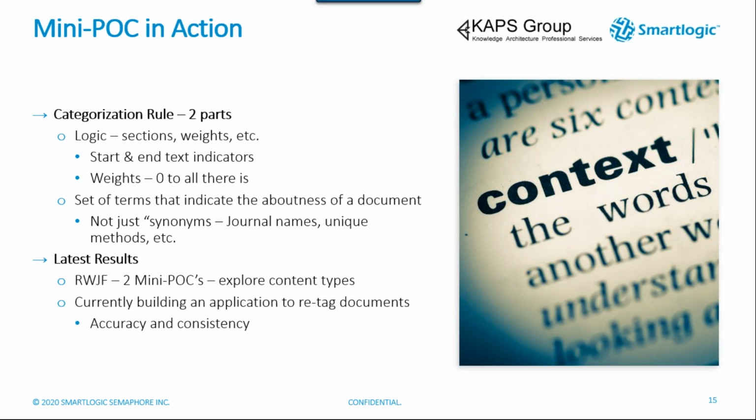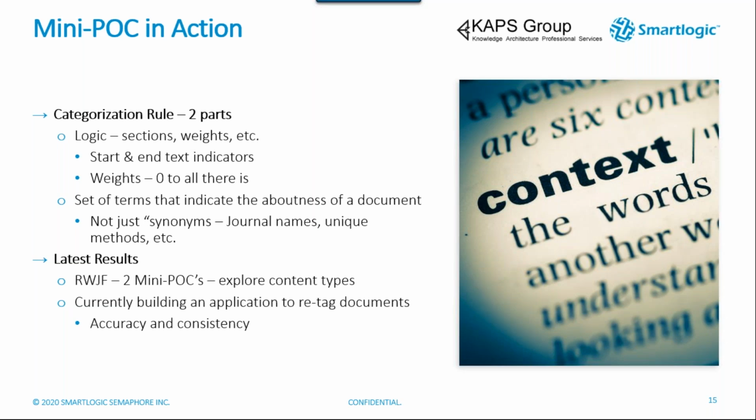So what I want to show you now is the results from the latest project we did in the Mini POC. We actually did two for this company, a large foundation. We explored the different content types, built the content models, and then built those categorization rules. One of the things that came out of that is that it was such a success that we're now building an application to retag documents, enhancing the accuracy but also the consistency. Humans are really good at coming up with something fairly reasonable as a tag for a document, but they're really terrible about consistency. And so this is a way to get both.